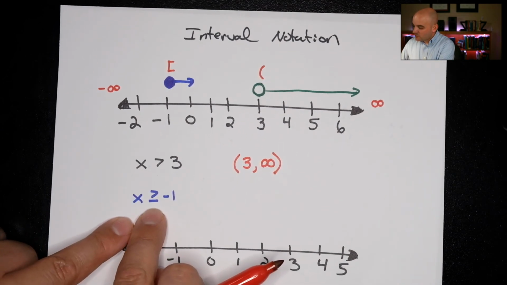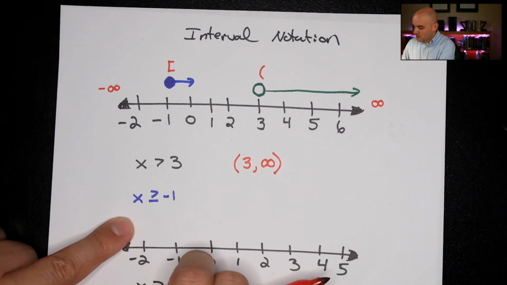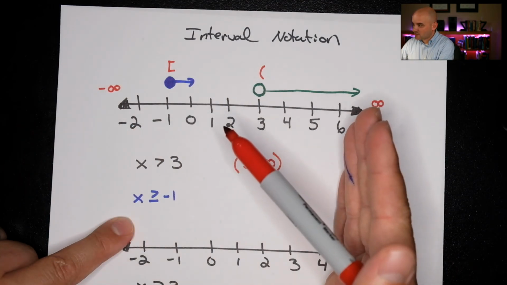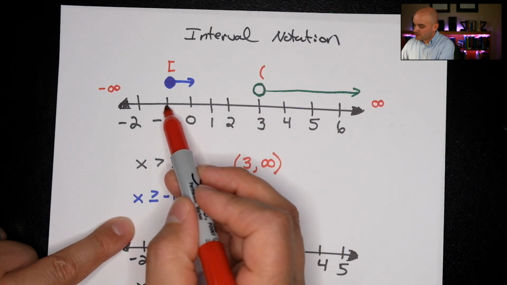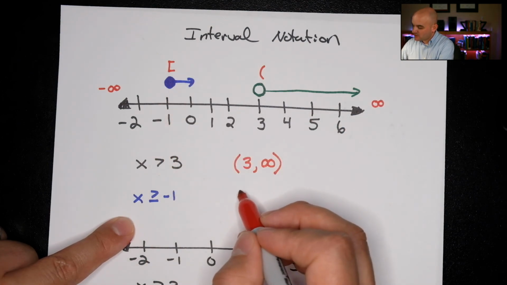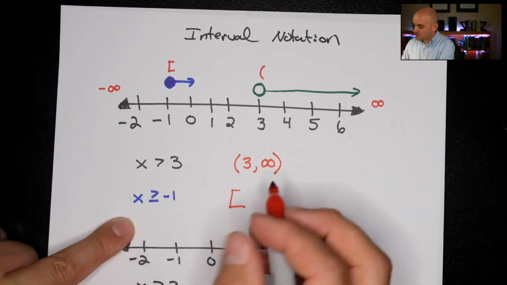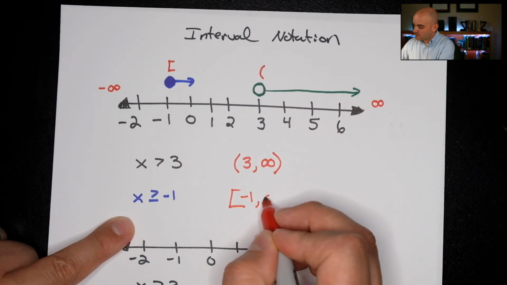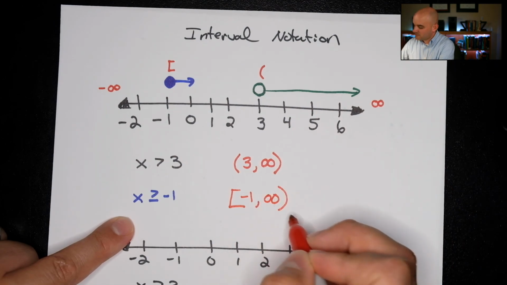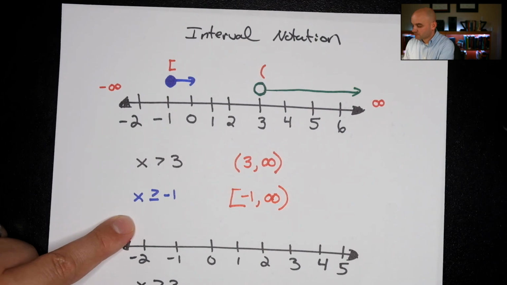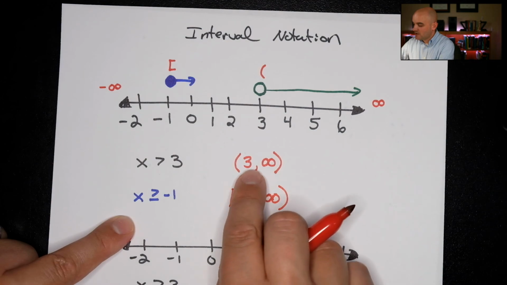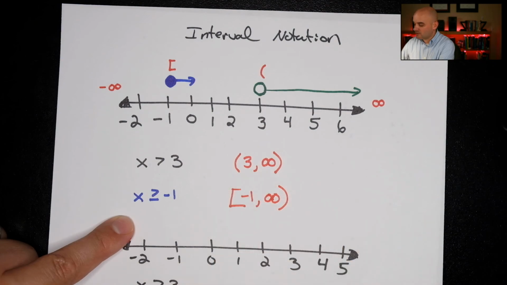For this one, we want to say everything bigger than -1 and equal to -1. Going left to right on this chart, we're going to start at -1 and include it. So we write it like this, to include that -1 and then go on forever to infinity and beyond. There you go. That's how we say anything greater than or equal to -1. That's how we say anything greater than 3, but not equal to 3.